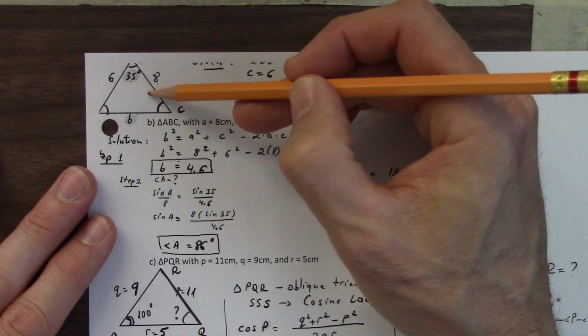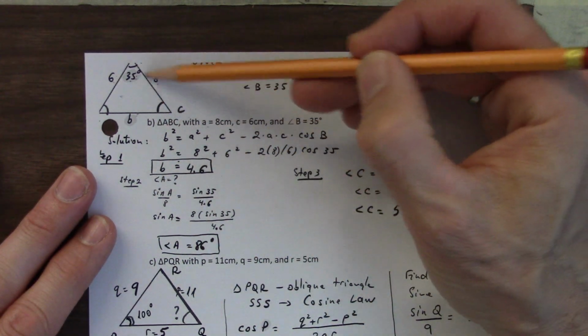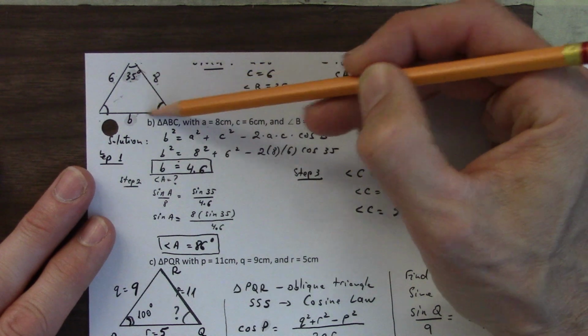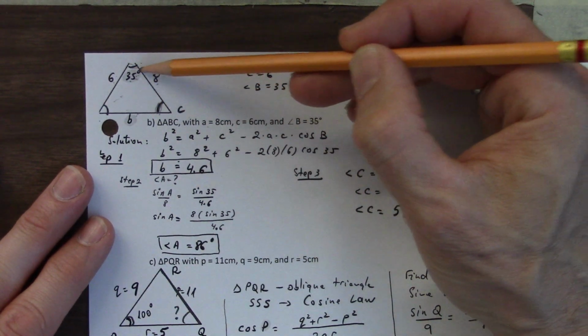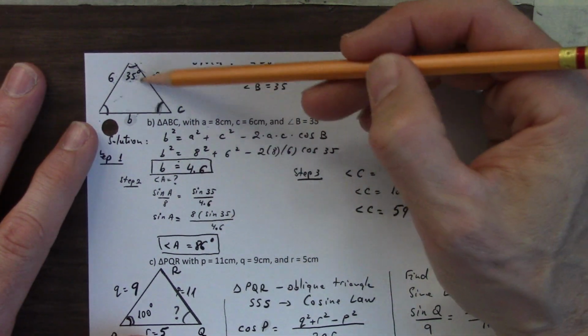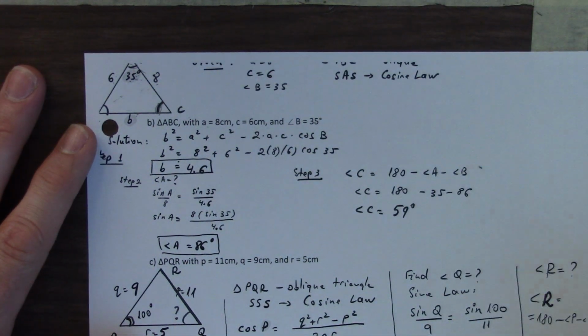I don't know why this is known that all angles are 35. No, that doesn't make sense. No, I thought that they were equating this angle to this angle. They look similar, but there's no way. This triangle, I think, is drawn wrong.